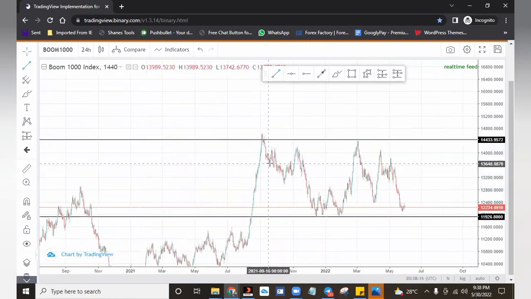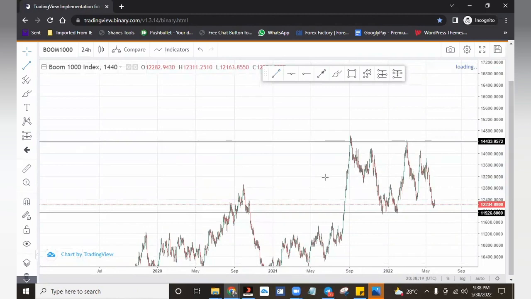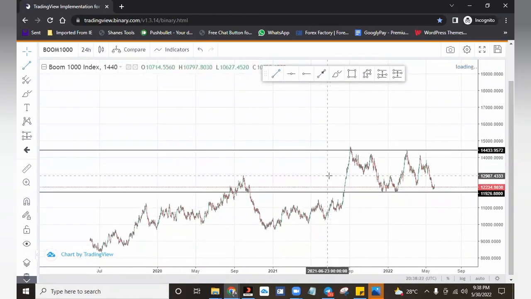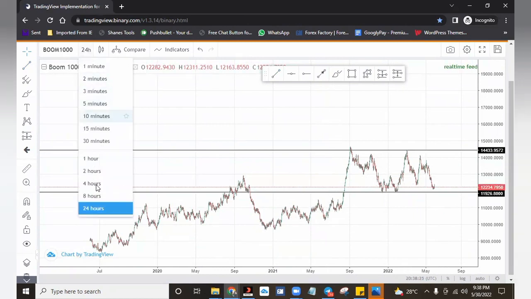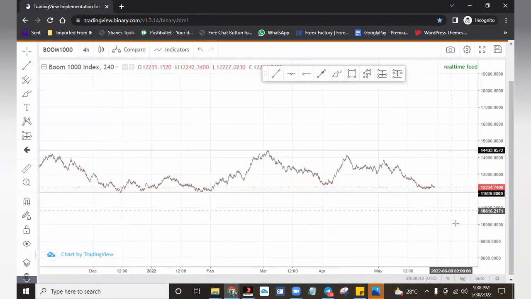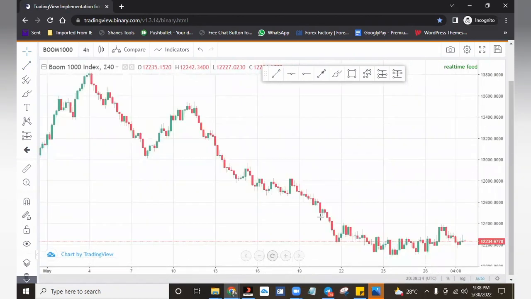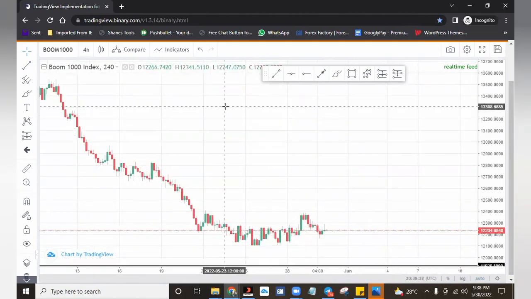Now, for you to be able to use your trend line to analyze your markets, like I told you guys earlier, when I'm making analysis, I always want to start from the 4-hour time frame. What I use the 4-hour time frame to do is to observe the trend of the market, because I want to trade along with the trend.